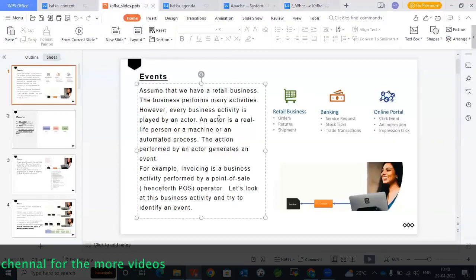Okay, let's go here. Assume that we have a retail business. Just consider retail business in the sense of DMart or Reliance store or More market or whatever it is. If we consider a retail business, we will place orders, we may return orders, or the orders we placed will be shipped to our address, right? So this is a retail online business. Retail business can be online, or it can be offline.